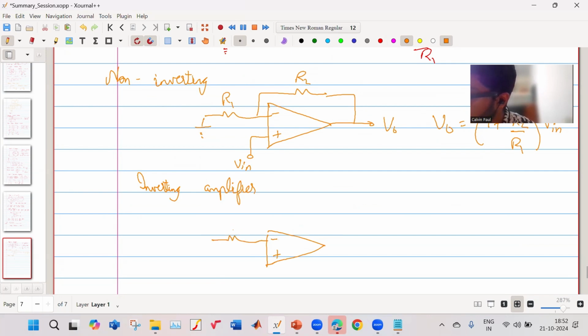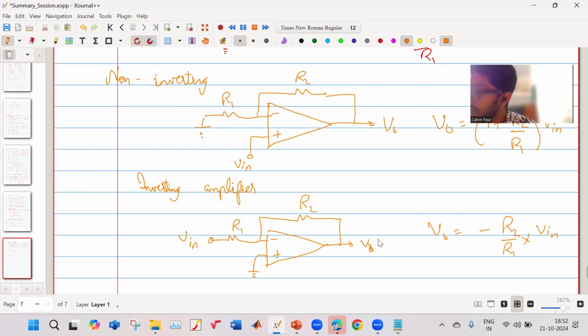So inverting amplifier means the input is applied to the negative terminal. Positive is connected to ground or it can be connected to a potential. The output is your R. So V output will be equal to minus Rf by R1 into V in. Okay.